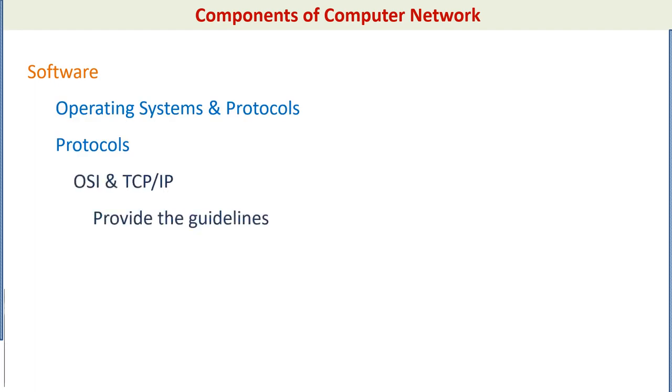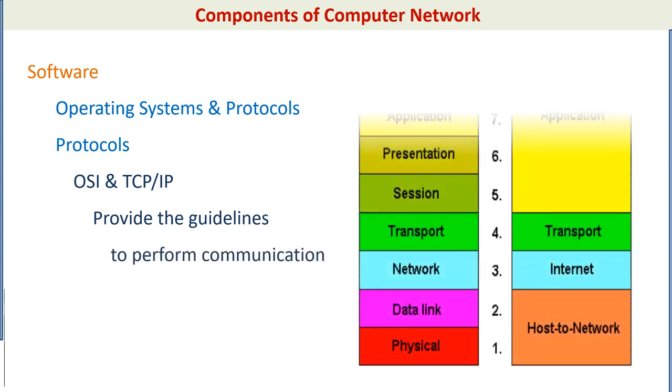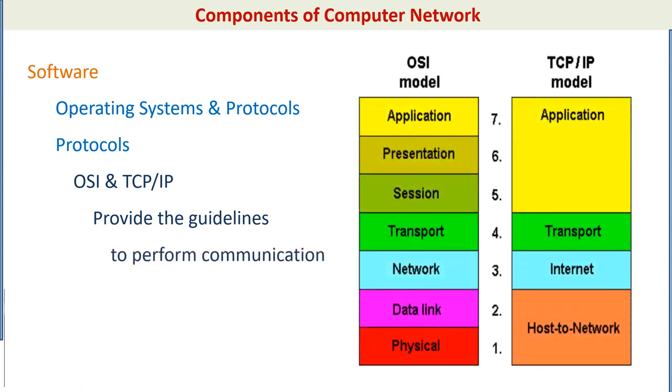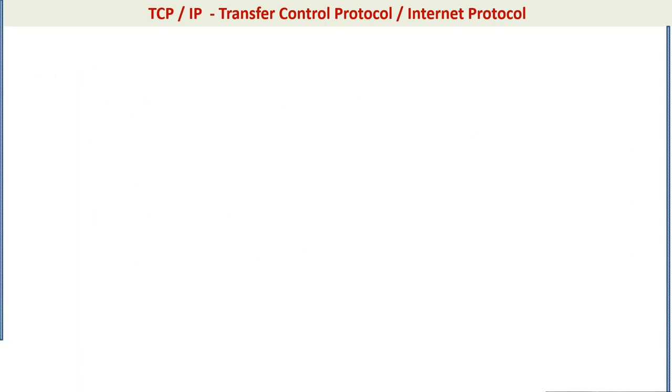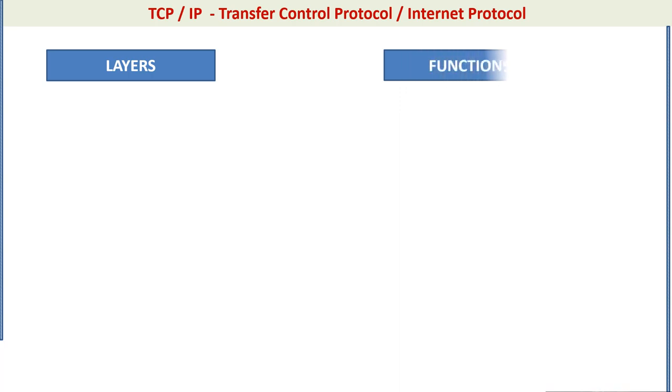In the protocols, the OSI and the TCP/IP protocol suites are the important protocols. They provide the guidelines to perform the communication. In the OSI protocol model, there are 7 layers, whereas in the TCP/IP model, it only has 5 layers. We will see in detail about the Transfer Control Protocol and the Internet Protocol, simply TCP/IP protocol suite.